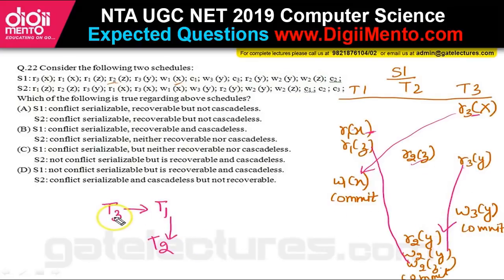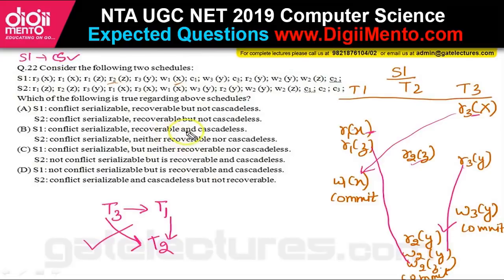So T3 must be performed first, then T2. So if you can see, there is no cycle, it is broken here, so it is perfectly conflict serializable. Okay, I'm not solving the rest of the question, you can solve it this way. So S1 is perfectly conflict serializable.